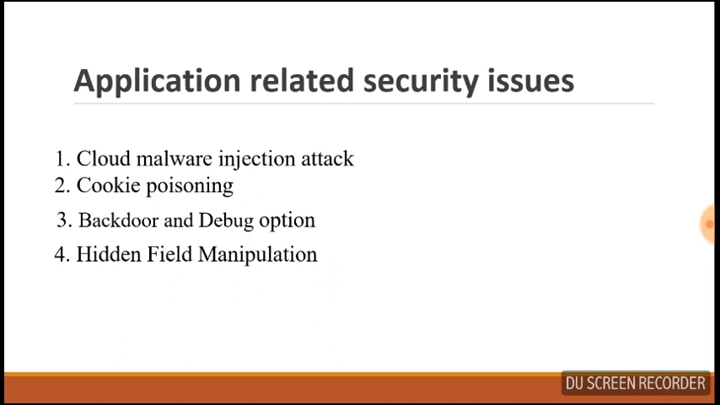The third one is backdoor and debug option. It is a conventional technique in which system security is bypassed undetectably to access users' data on the cloud. The last one is hidden field manipulation. Attackers modify hidden fields on the web page that yield information and gather unauthorized information about the user.